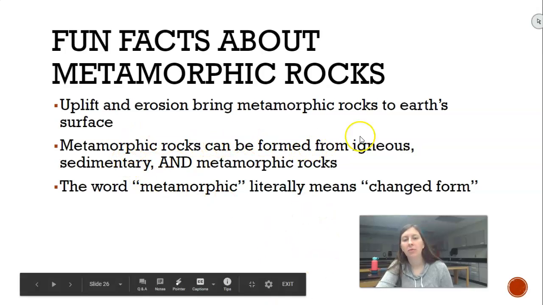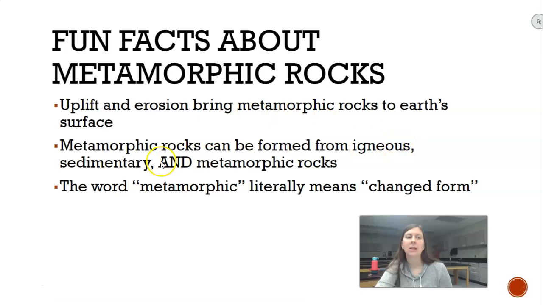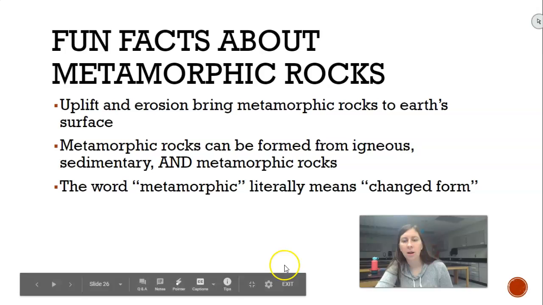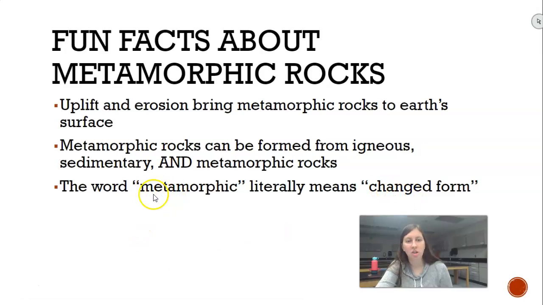Metamorphic rocks can be formed from or start as igneous rocks, sedimentary rocks, or other metamorphic rocks. One metamorphic rock can go through additional heat and pressure and change into a totally different metamorphic rock. The word metamorphic literally means changed form. Meta is change and morph is form.